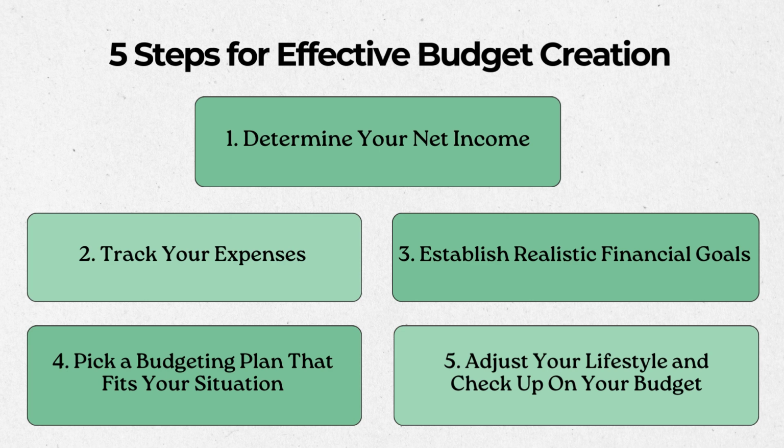Let's get started. According to Khan Academy, the 5 essential steps to create yourself an effective budget are as follows. First, determine your net income. Second, track your expenses. Third, establish realistic financial goals. Fourth, pick a budgeting plan that fits your situation. And fifth, adjust your lifestyle and check up on your budget. Following these 5 steps to budgeting will unlock a world of security and organization to propel your goals forward. To make sure you get a confident grasp on these essentials, let's take a closer look.